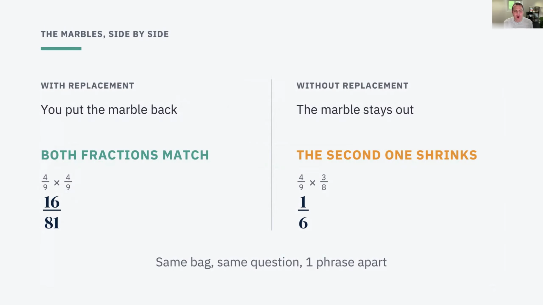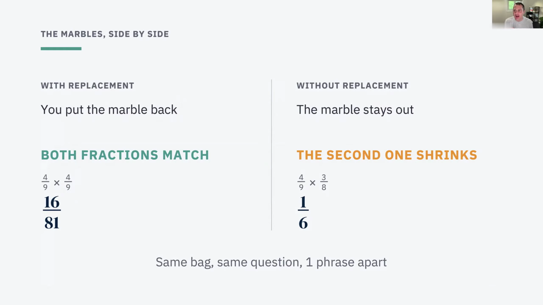So if we put the marble back on the left-hand side, that's going to be with replacement. And both fractions will sort of match in that case, right? If the fact pattern changed in the last example, our answer choice would change. That's just because you do 4 nines times 4 nines. On the other hand, if we have that without replacement, then we're going to have the effect that we just went through.